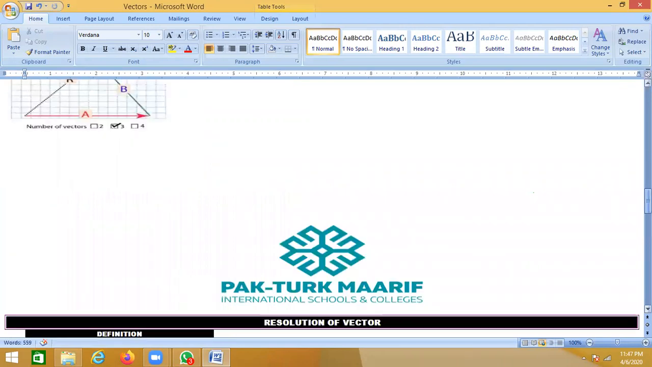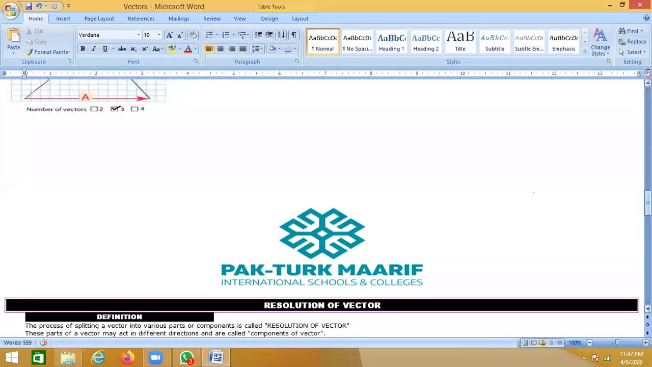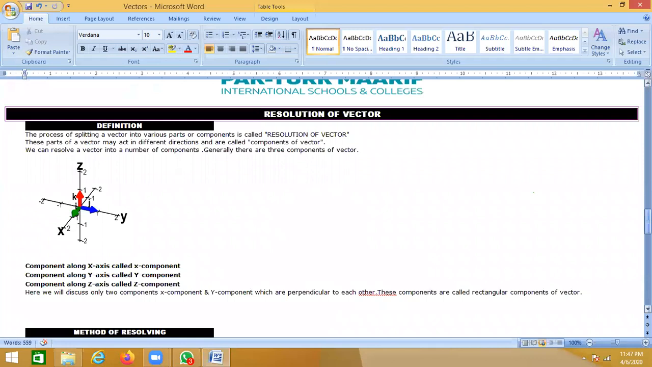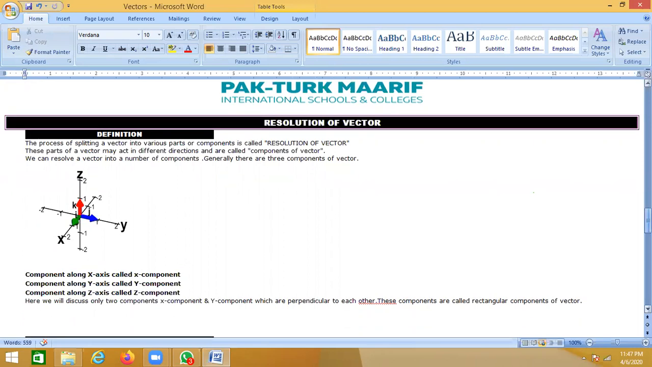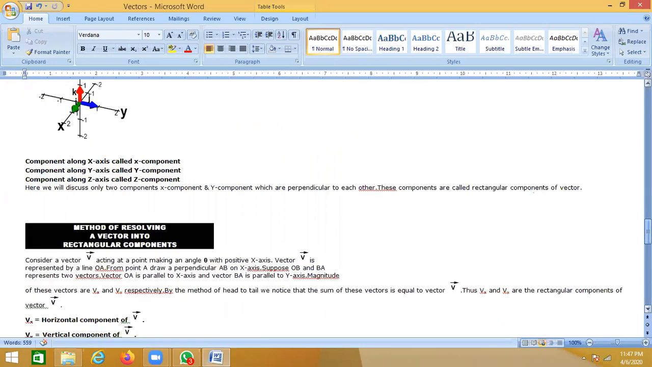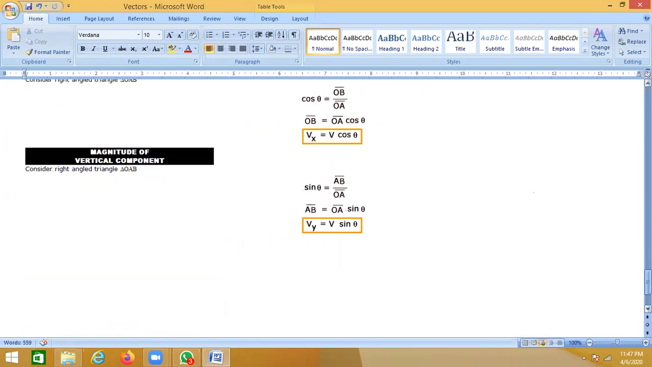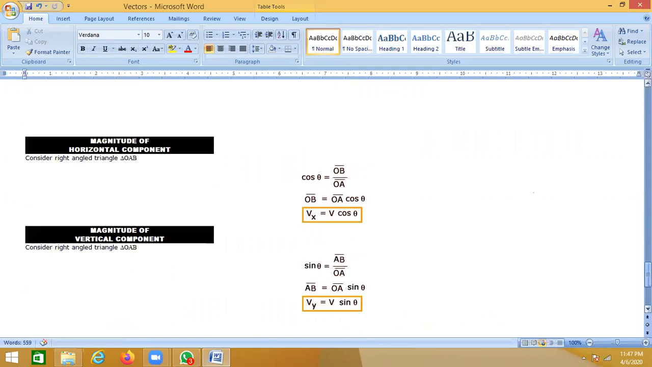And now right at the end, last but not least, we have seen how to resolve a vector into its respective components. We have seen today that in our course we have to resolve them into rectangular components, which are Vx and Vy, and I showed on the board how to work out these formulas. So I hope this is pretty much clear to you, and that was it from the class today.